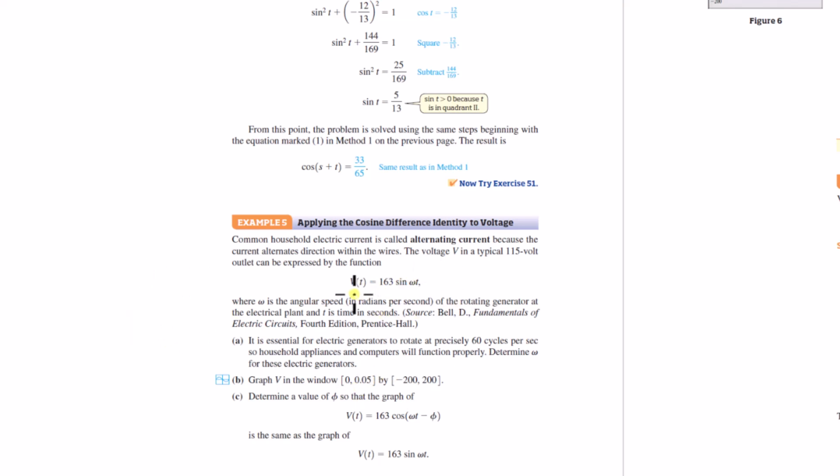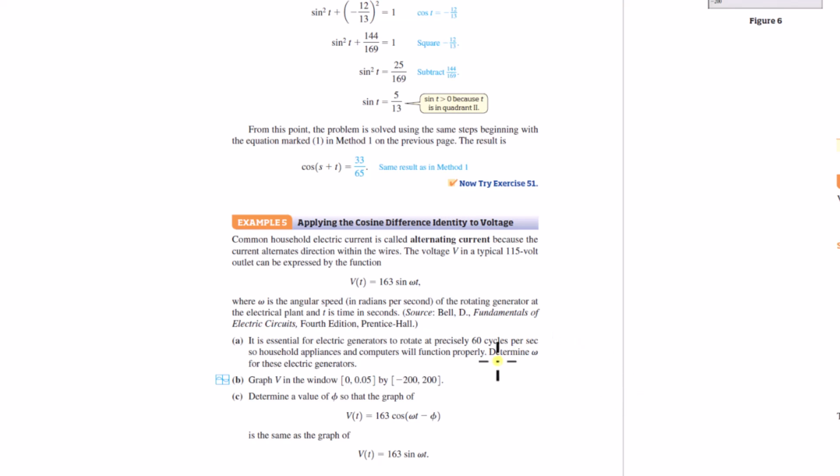Okay, and so this 115 volt, I guess it alternates between positive and negative 163 volts, but then the total energy is stated as a 115 volt outlet. Omega is the angular speed in radians per second of the rotating generator at the electrical plant, and t is time in seconds. It is essential for electric generators to rotate at precisely 60 cycles per second, so household appliances and computers will function properly. Determine omega for these electric generators.